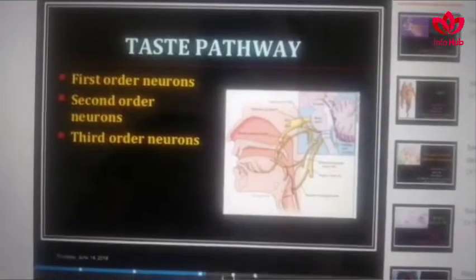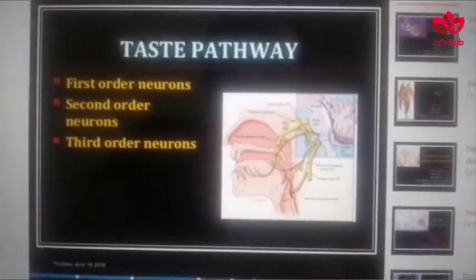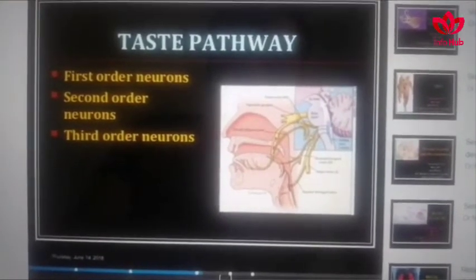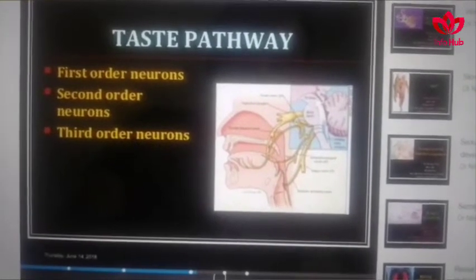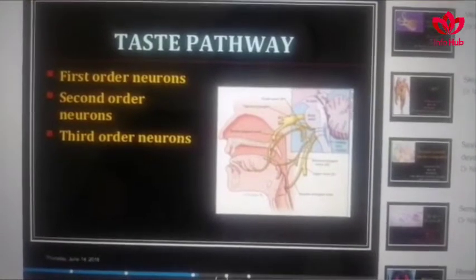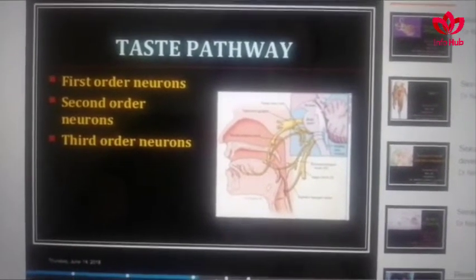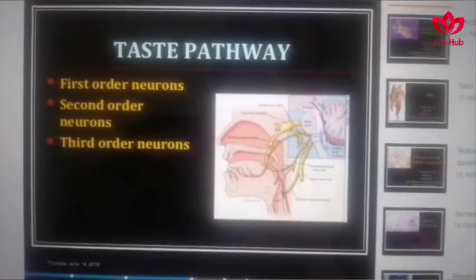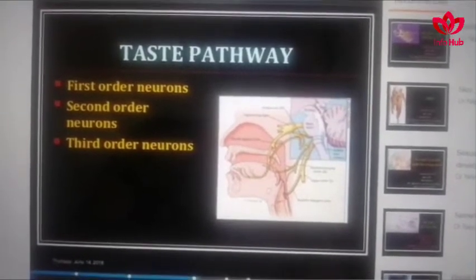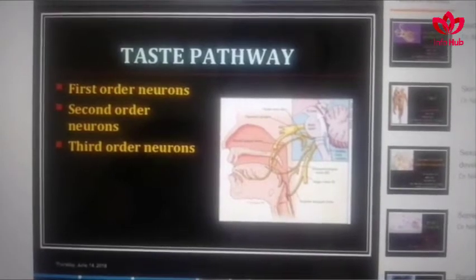So taste pathway is very important. You need to know that the anterior two-thirds of the tongue is supplied by a branch of the facial nerve, which is called chorda tympani, and the posterior one-third is supplied by the glossopharyngeal nerve, which is the 9th cranial nerve. Then part of the epiglottis and wall of the pharynx are supplied by the 10th cranial nerve, which is the vagus nerve. So we have 3 cranial nerves which are involved in the taste sensation.